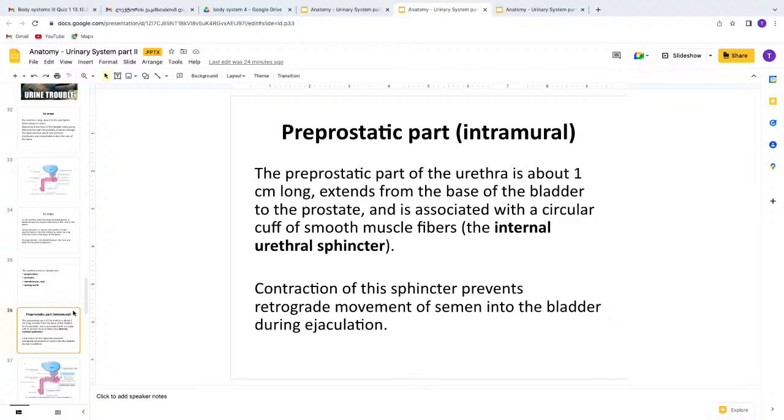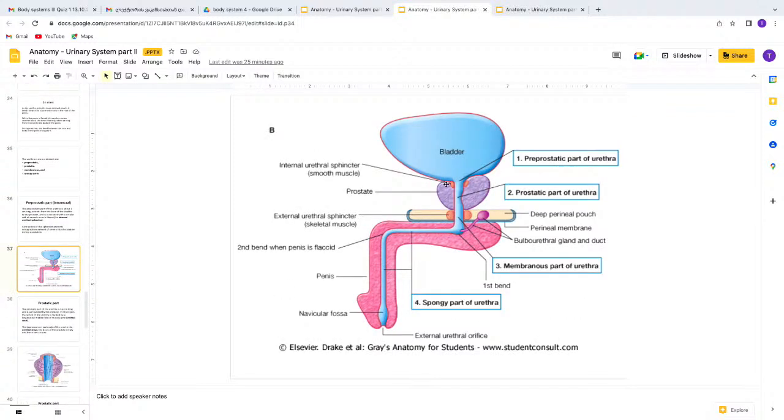So that's why we don't have this. Okay? So it is located here, so the semen won't get into the bladder.